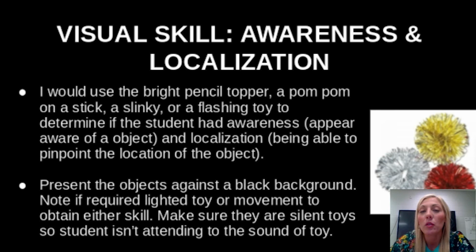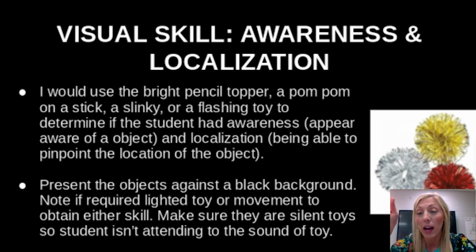The next area that we do for visual skills is awareness and localization. So this is just things that you can find in your classroom or around your house. I use a bright pencil topper or one of these pom-poms that you can stick on top of a long stick or a pencil, something like that. Or you can use a flashing toy, those little light up toys that you can find at the Dollar Tree, to determine if the student has awareness or appears aware of an object. And then localization, are they able to pinpoint the location of that object?